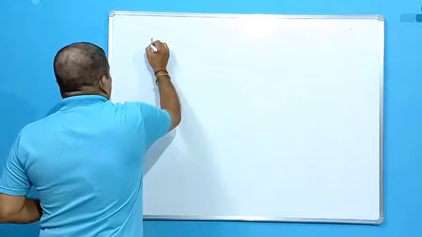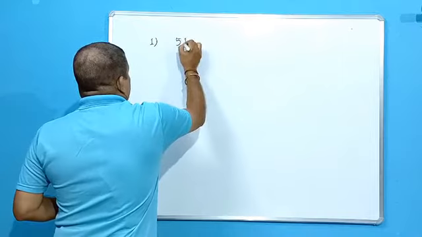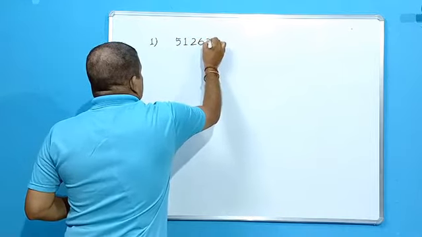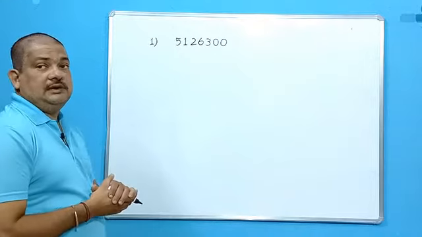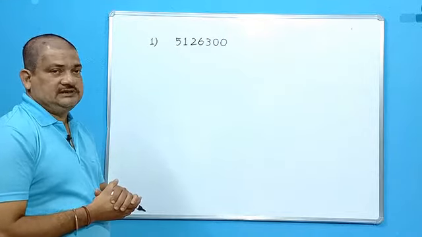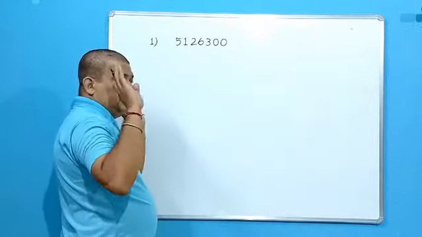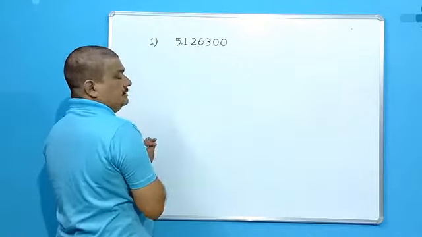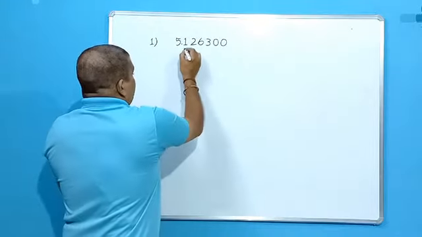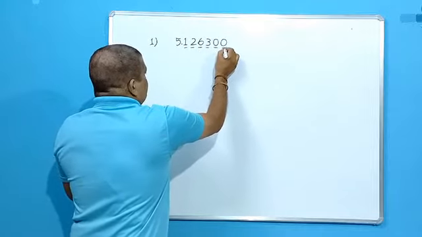Suppose 1, 5, 1, 2, 6, 3, 0, 0. We want to write this number in terms of scientific notation. Okay. So how to write it? What is the key? Now close your eyes. Place your decimal point here. So you have to start from here. How many values are to the right side? 1, 2, 3, 4, 5, 6.